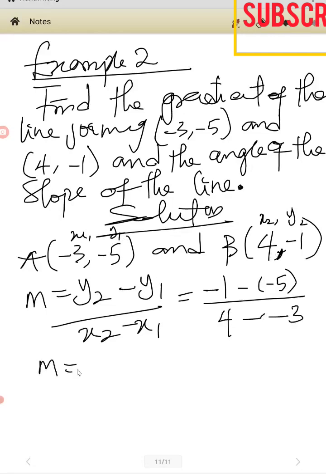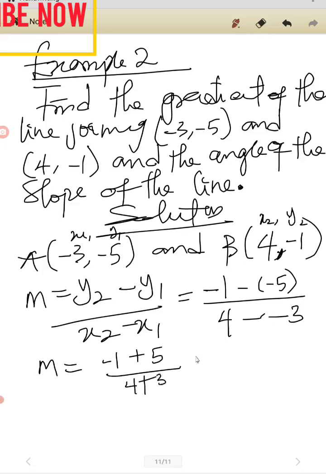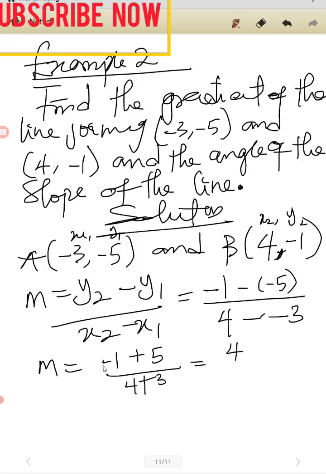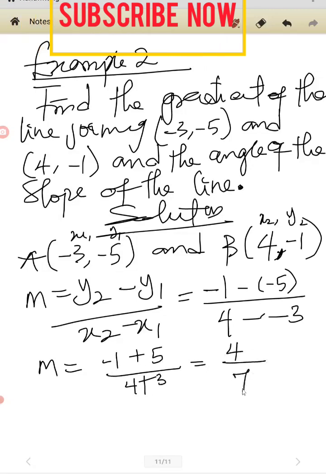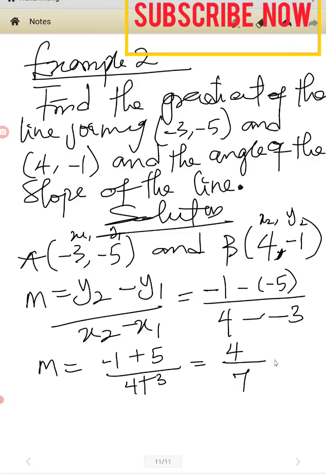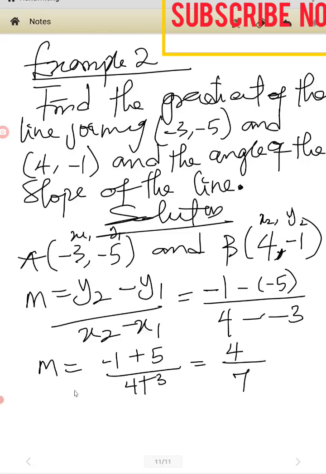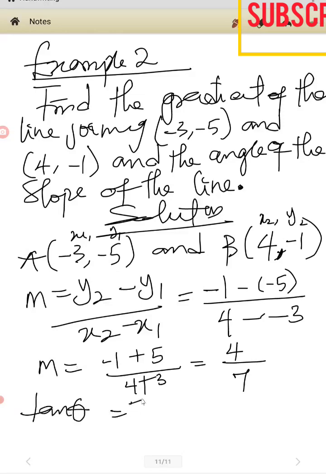So the gradient will now give us -1. Minus times minus will give you plus, which is this, all over 4 plus 3. By the time you subtract -1 from 5, this will give you 4 in the numerator and 7 in the denominator. So that is 4 over 7. That's just the gradient, nothing else. Now if you want to find the angle, we all know that tan theta is equal to the gradient.